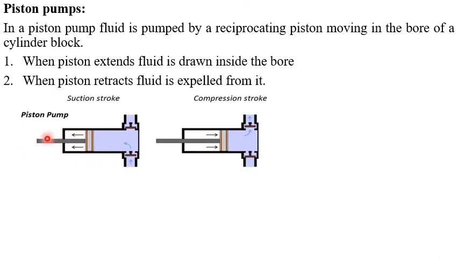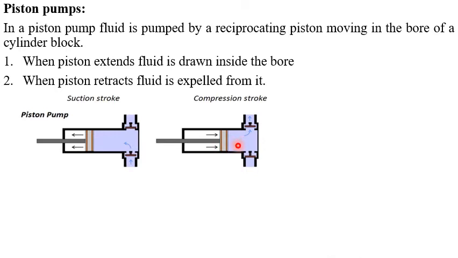Then the piston pushes inward. Look at this, that is the compression stroke or retraction stroke. When the piston gets compressed, the liquid pressure gets raised to a higher level. So the inlet valve is closed, the outlet valve is opened, and the pressurized liquid will move out through the outlet valve during the retraction stroke. These are the two strokes, suction and compression, extension and retraction.